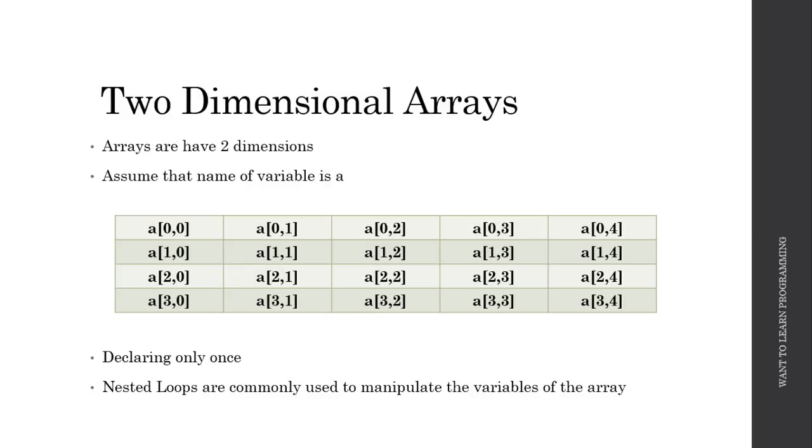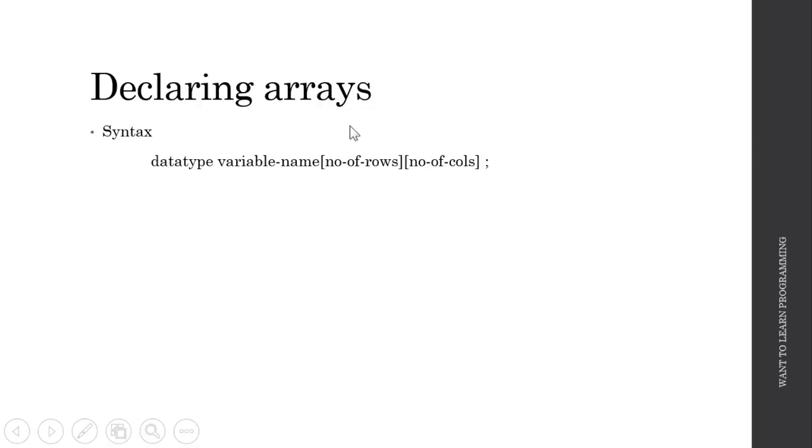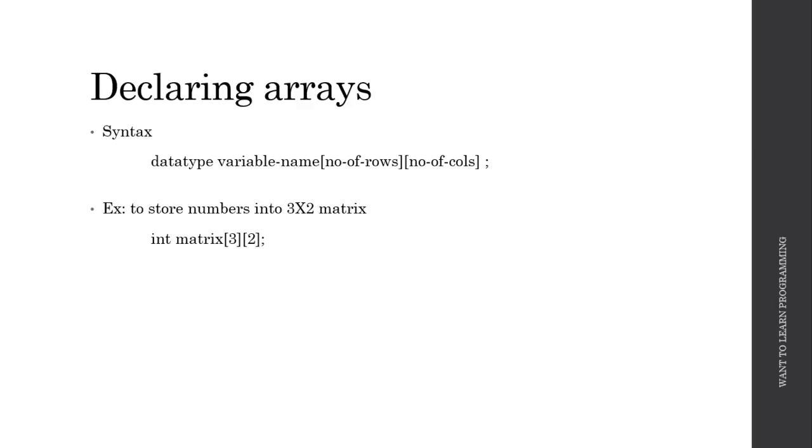Let's look at how to declare, store, and manipulate values of 2D arrays. For declaring arrays, the syntax is data type, variable name, number of rows, and number of columns in square brackets. Example, to store numbers in a 3 cross 2 matrix, we use int matrix[3][2] to declare a matrix of size 3 rows and 2 columns.